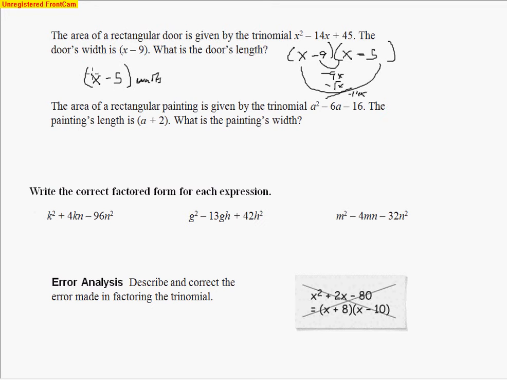And moving on to this next one, it says that the area of a rectangular painting is given by this trinomial.